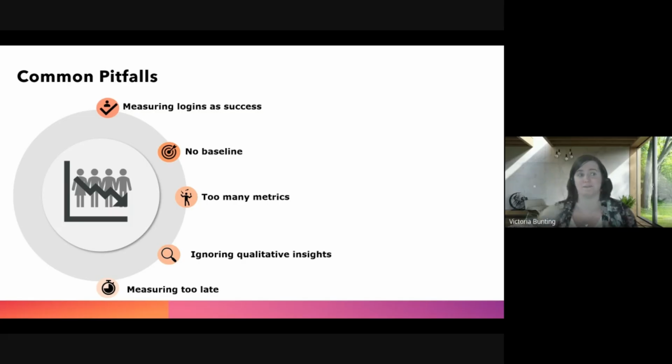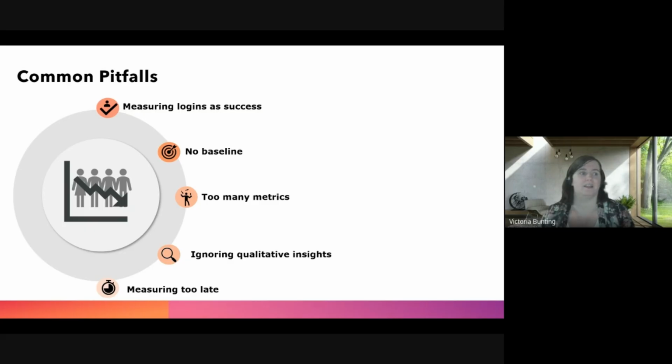Ignoring qualitative insights. Adoption is human behaviour, but reporting often focuses on just the numbers. Quantitative information can tell you what's happening, but not why. Ignoring feedback, observations, and support insights leads to the wrong conclusions and missed opportunities to intervene effectively. So making sure that you get that qualitative feedback is very, very important.